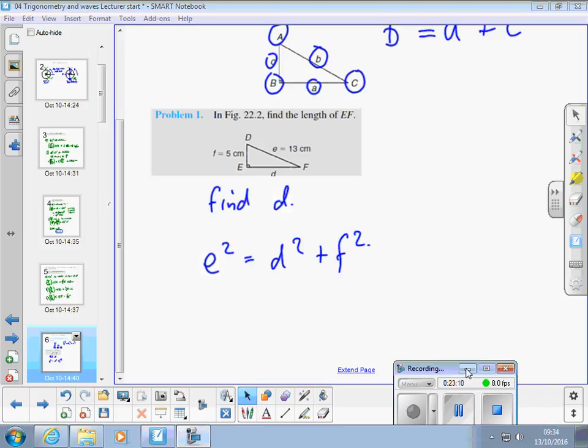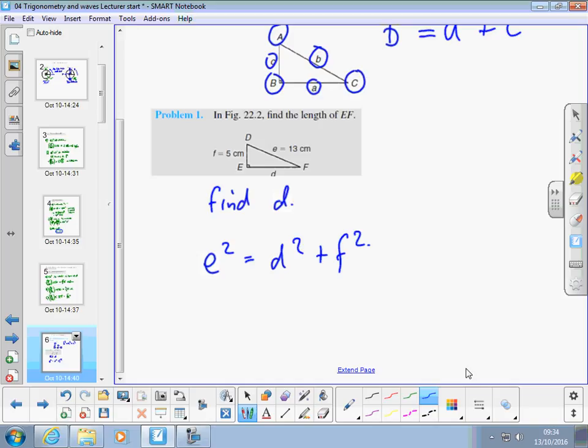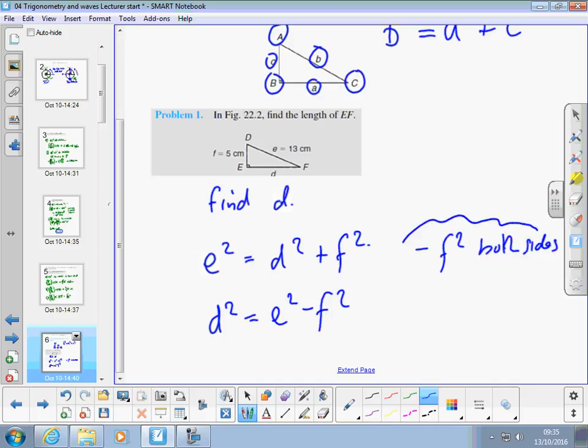Right, what's the first step in rearranging that then? Take F squared to the other side. So I'm going to start off with D squared, and now I'm going to take E squared minus F squared. So subtract F squared from both sides is what I've done, or what you've told me I need to do.